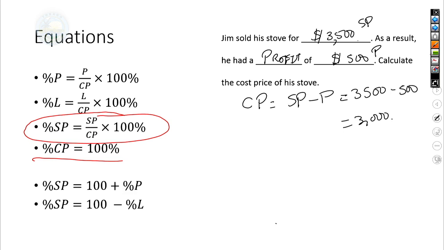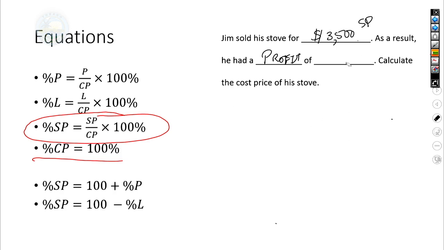Simple mathematics, yeah? So let's take it up a step. So let us say that he made a profit, but instead of selling it for 35,000, let's say 3,500, sorry, let's say that he sold it for 4,000. Yeah? Cool? And he made a profit of 25%. Calculate the cost price of his stove.